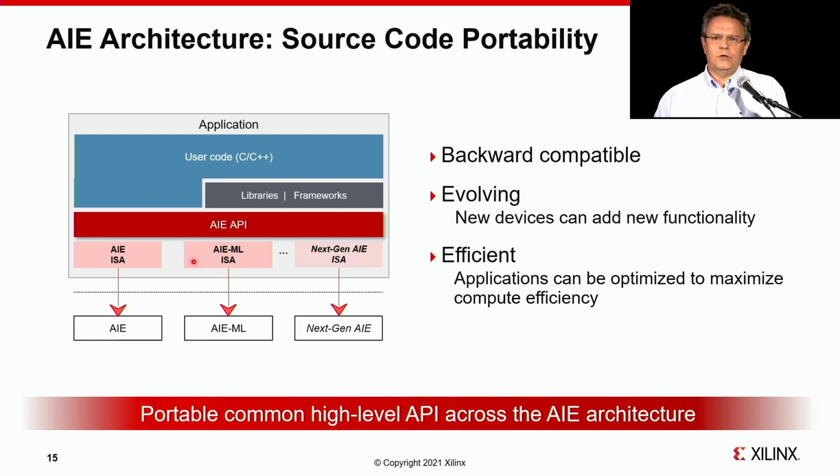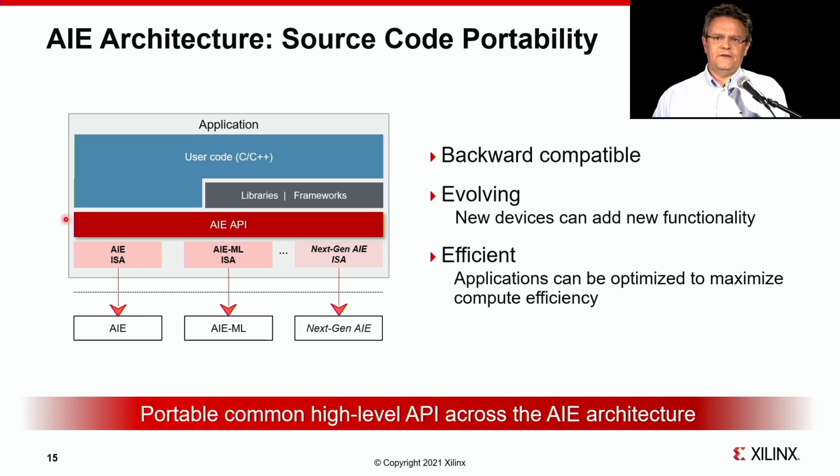So what we don't want is the users having to program each different architecture independently. So what we're introducing and proposing, and that's what is already in development, is a portable common high-level API across the AI architecture. This API that is shown in this picture is the interface that will be used to program current and future generations of the AI architecture.